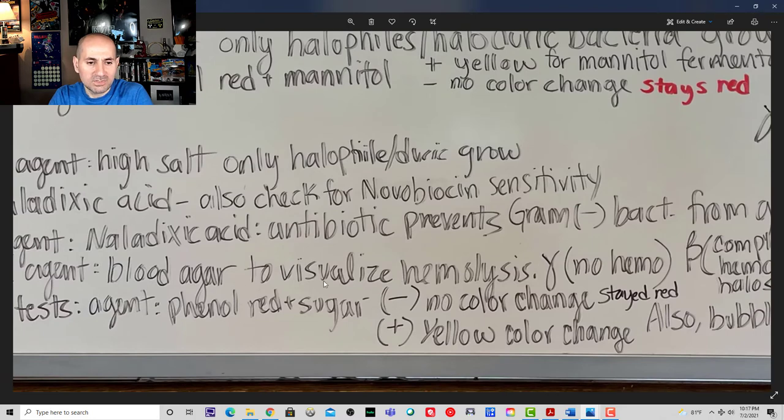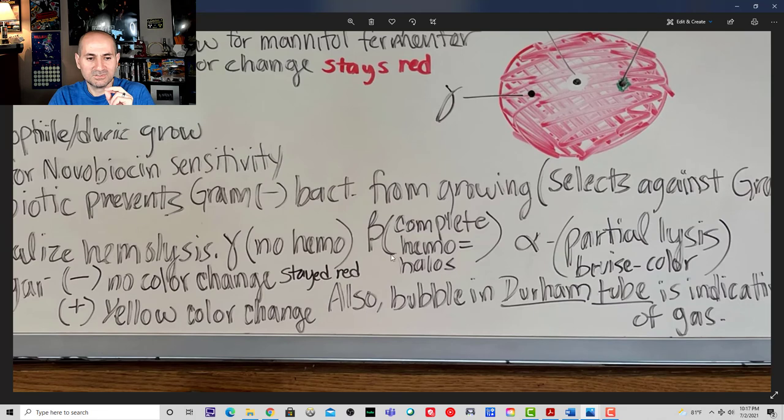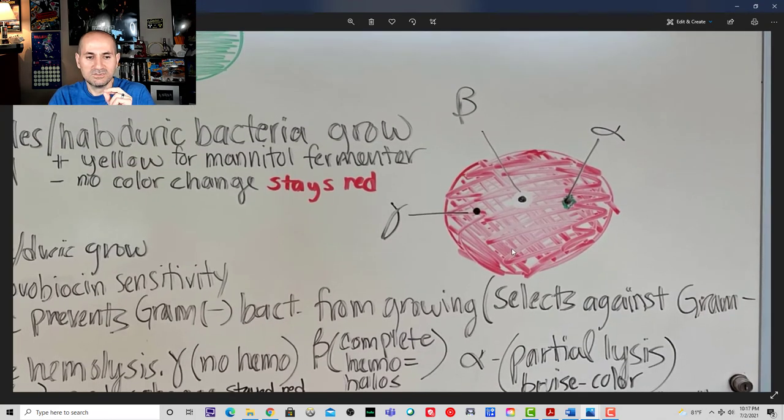Why? So you could visualize hemolysis. Certain bacteria can release hemolysins. These are enzymes that can break down blood, and you could have either no hemolysis, which is called gamma hemolysis. You could have complete hemolysis, which is beta hemolysis, or you could have partial hemolysis, which is called alpha hemolysis.